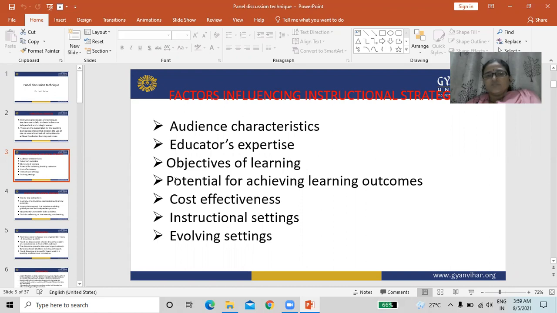Educator expertise. Objectives of learning. What is the main purpose of learning? The objective of learning is what we want to see, the behavior changes in our students. So these depend on the objective of learning. Potential for achieving learning outcomes.